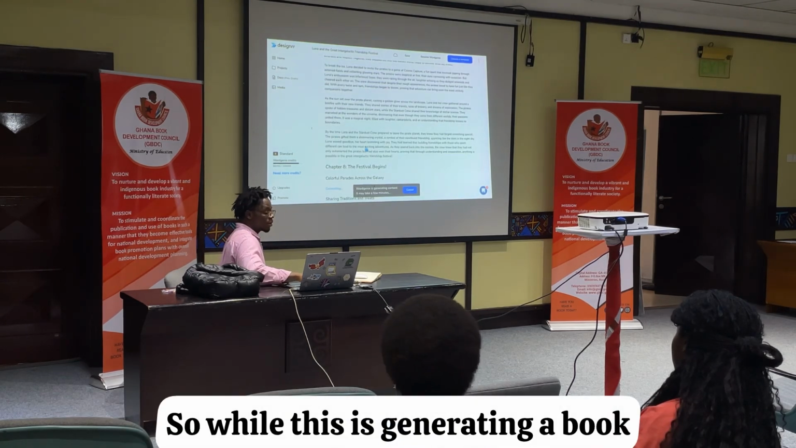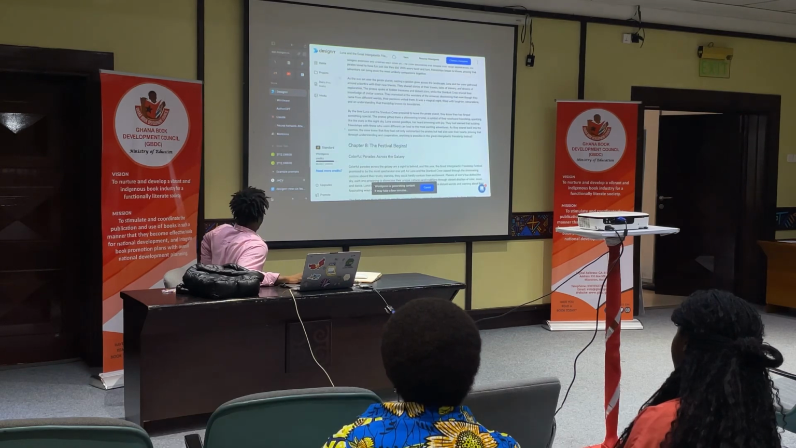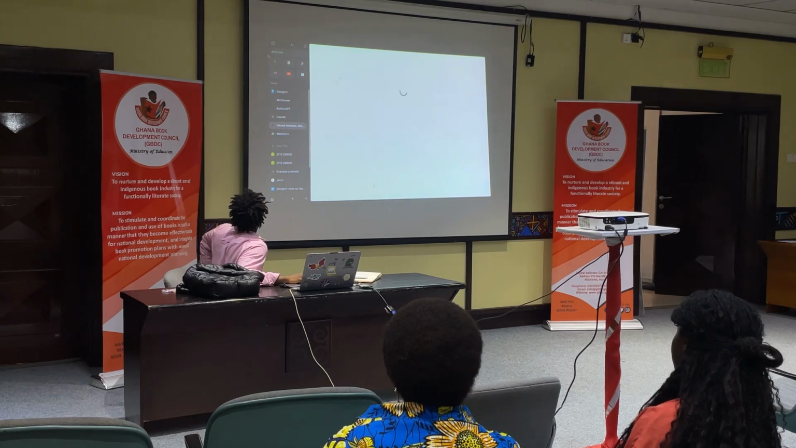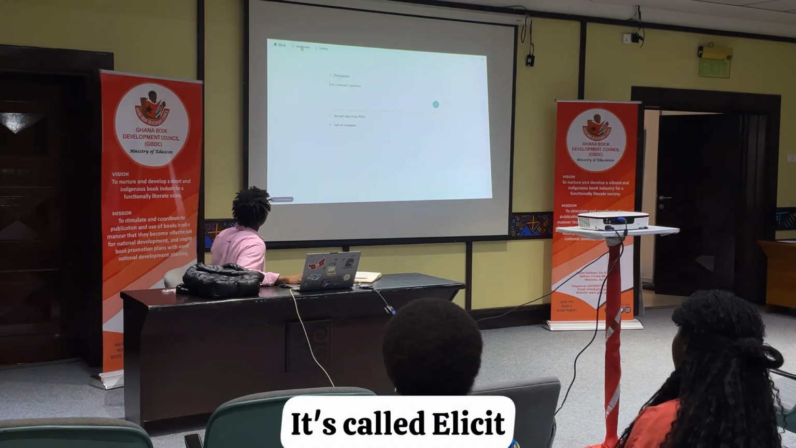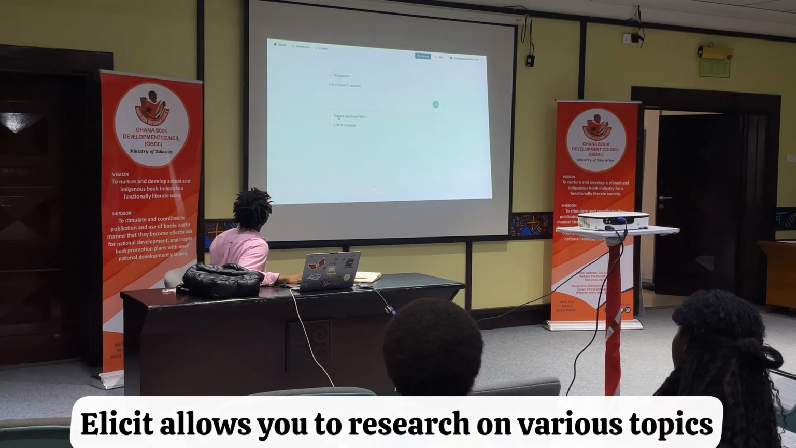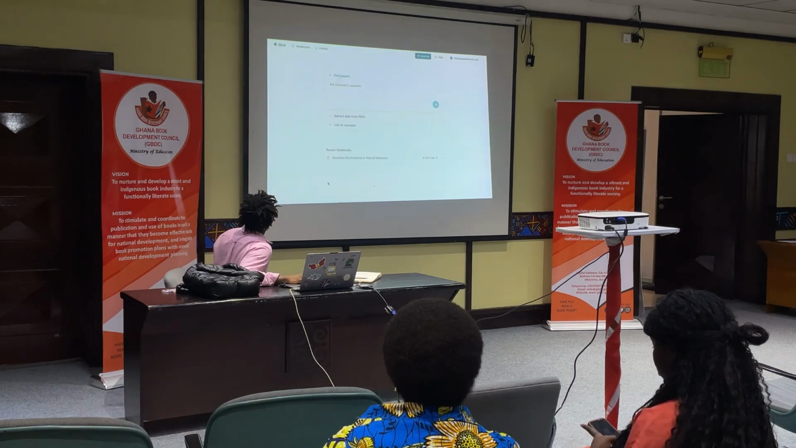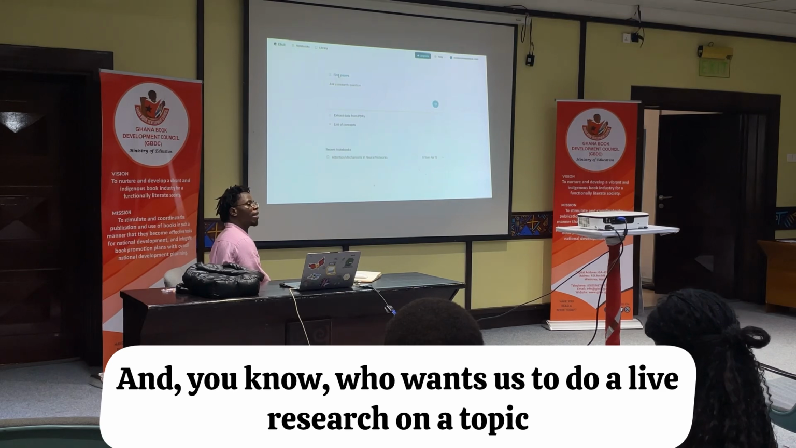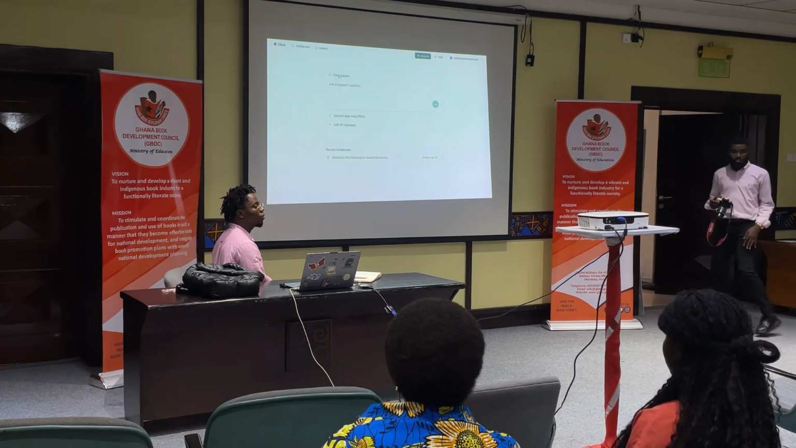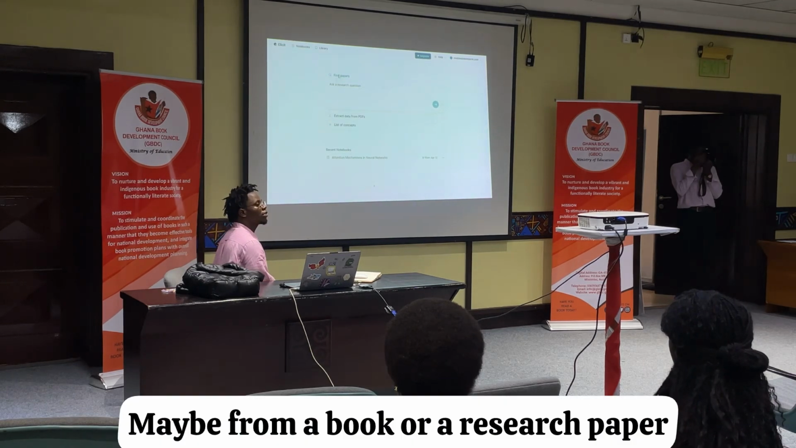So while this is generating a book, I could even go and try something else and explore, do some research, right? So this is another tool. It's called Elicit. Elicit allows you to research various topics. Who wants us to do a live research on a topic that exists right now? Just give me a topic. Let's do a research, maybe from a book or research paper.